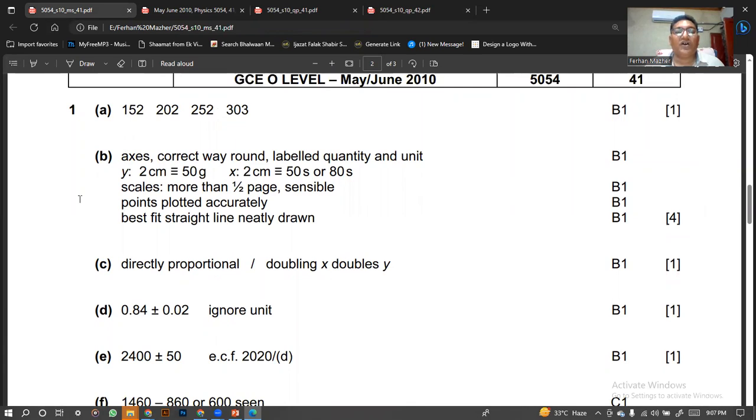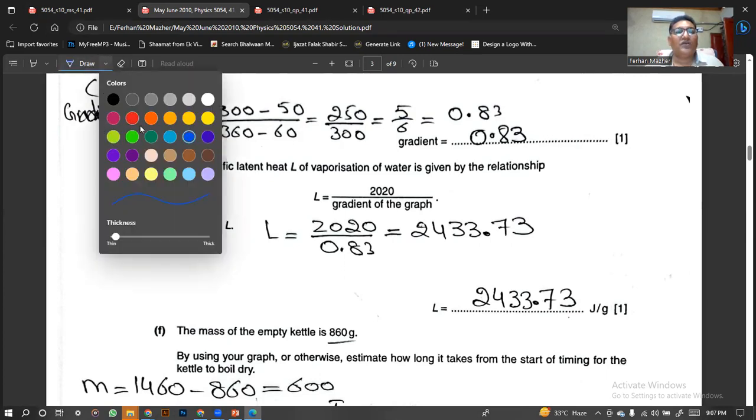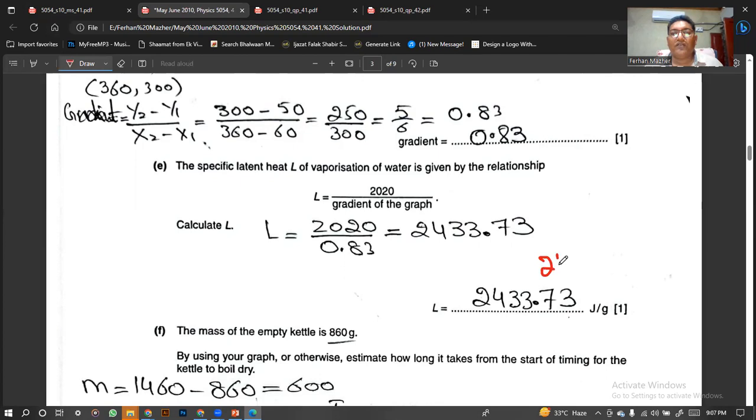Okay, so this is the marking scheme, and our answers are right. 2400, they have rounded it off to 2 significant figures. So this can be rounded off to 2 significant figures, and that will be 2400. This can be written as 2400 when you round it off to 2 significant figures, joules per gram.